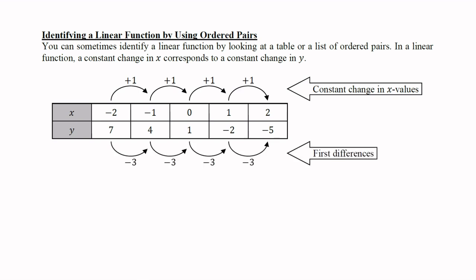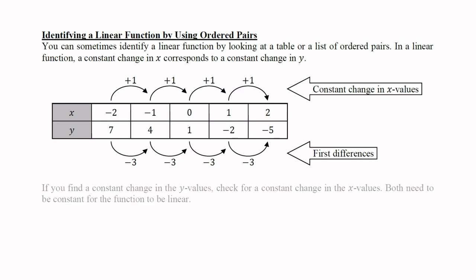We also have a constant change in our y values, or what we're going to end up calling first differences. Because we have a constant change in our first differences, then we have a linear function. So you have to look for a constant change in not only your y values, but also your x values. Both need to be constant for the function to be linear.